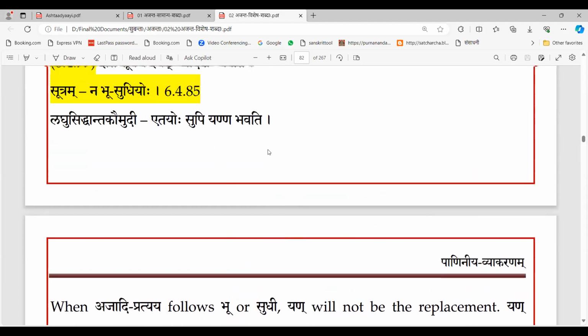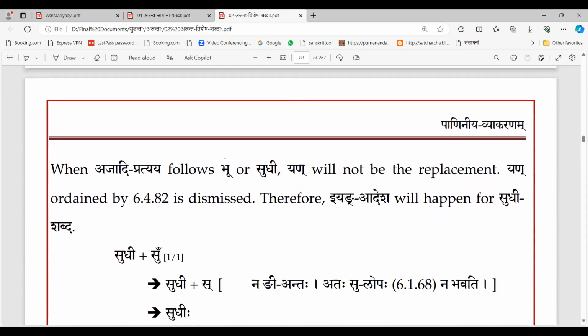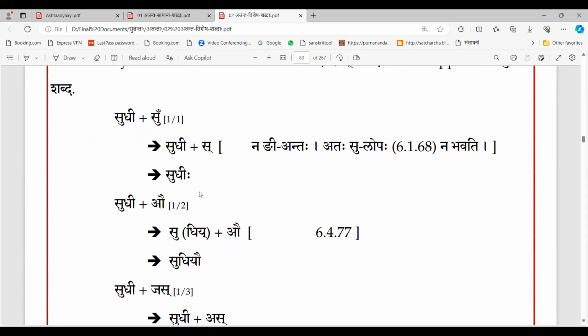इति सूत्रेण अत्र सु उपपदस्य गति संज्ञा. Just this is सुष्ठु ध्यायति इति वार्तिकेन यन् प्राप्ते न भूसुभ्योः सूत्रेण यन् आदेशः निषिध्यते, अतः अचिष्टो धातु पूर्वाम् इति सूत्रेण यङ् आदेशः भवति. Once it gets Yang Adesha, even though that D is Ikaranta Shabda, in Pullinga it is a Pullinga form, therefore it will not enjoy Nadi Sanya. When an Ajadi Pratyaya follows Bhu or Sudhi, Yan will not be the replacement; in that place Yang only will be the replacement. So, Yang Adesham krutva, Sudhi yav.